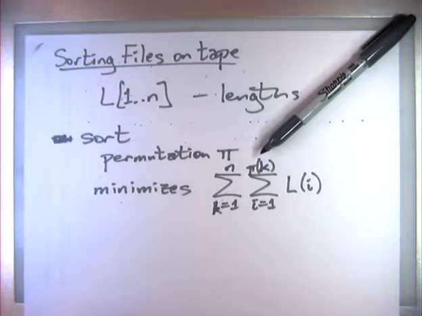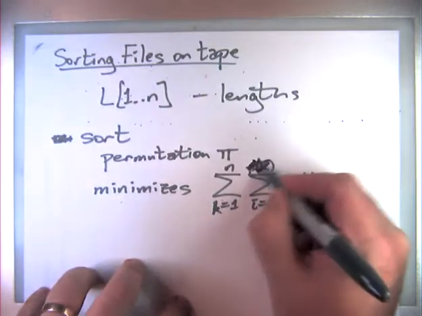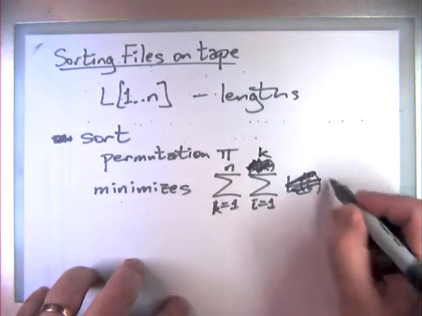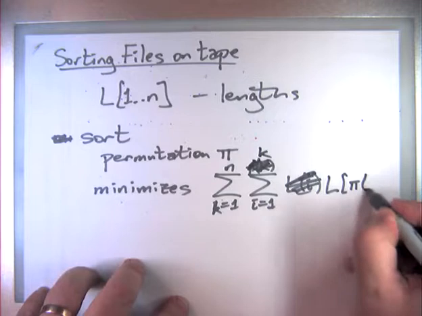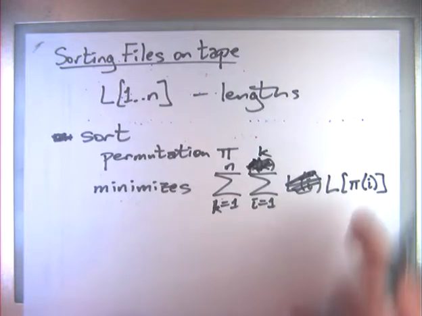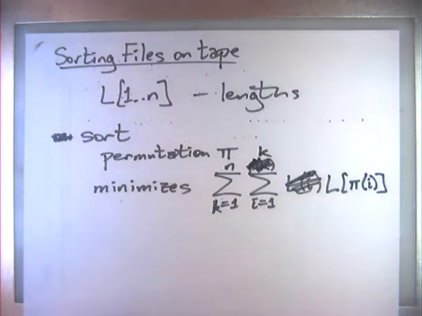Let me make sure that I've actually got. Actually, I think I'm screwing up the indices a little bit here. So let pi be the identifier of the file at position I. Okay. Then I think this is a little bit more coherent.